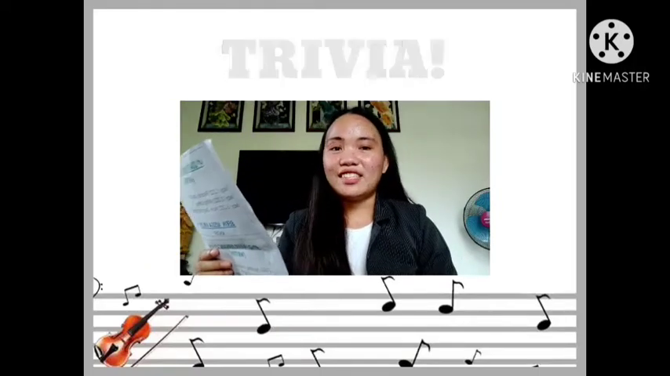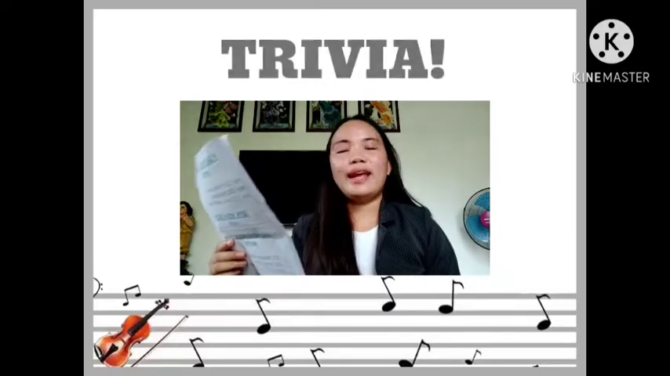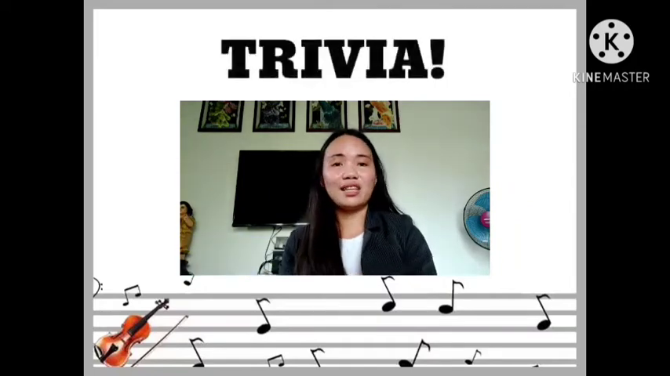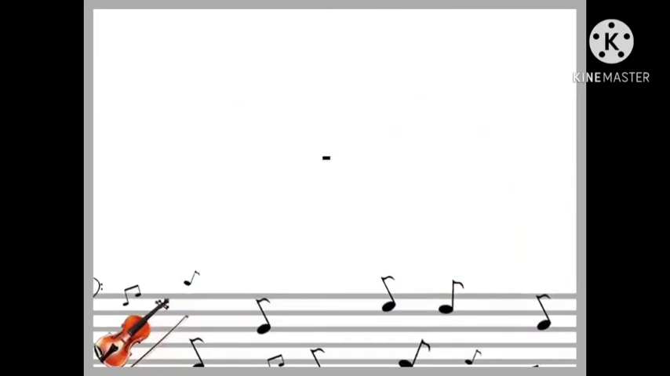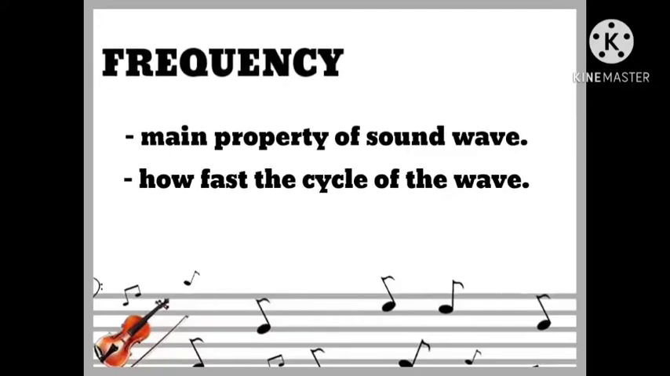Did you know that the sound wave is just vibrations of air molecules that go back and forth, creating a wave of pressure that travels from the instrument that produces the sound and is picked up by our ears? The main property of a sound wave is its frequency, which is just a word for how fast the cycle of the wave is. As what teacher Louise mentioned earlier, pitch is then how the human ear hears and understands that frequency.